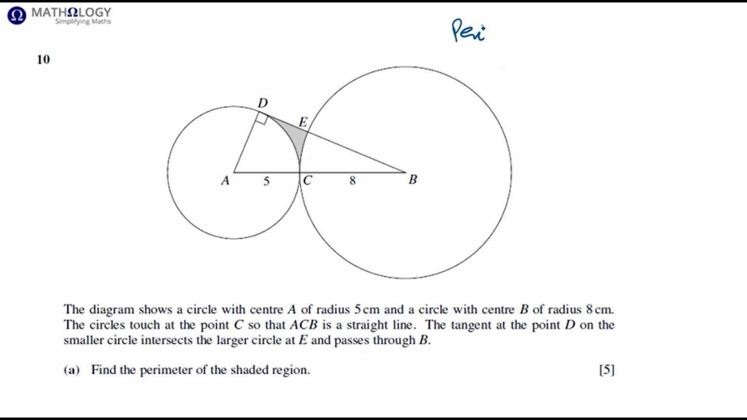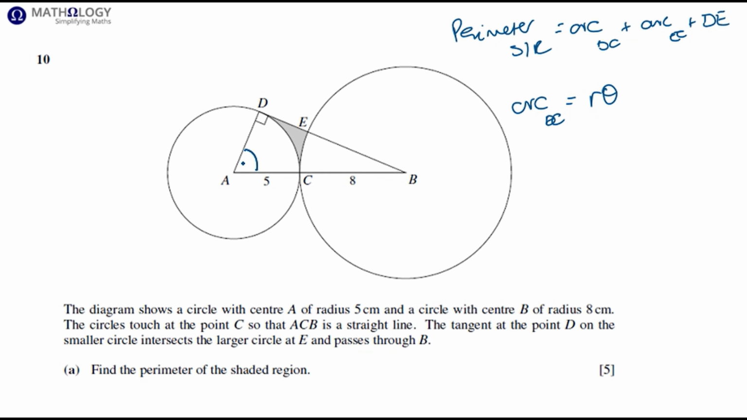Okay, so firstly, the perimeter of the shaded region will be arc length DC plus arc length EC plus the length of DE. Okay, so the arc length DC, let's just start with arc length. So the arc length will be radius times theta.